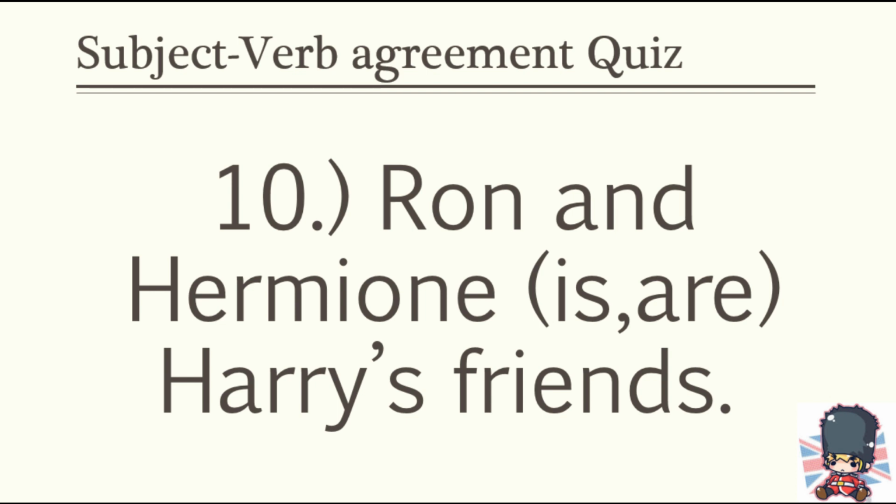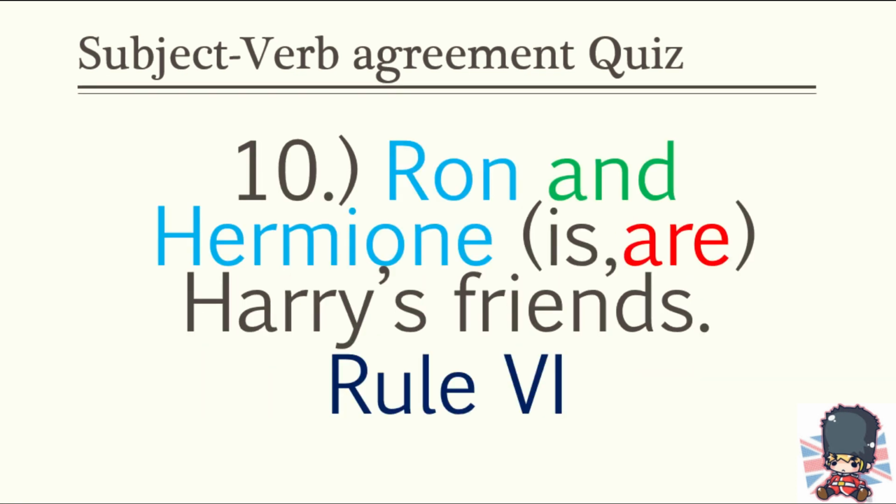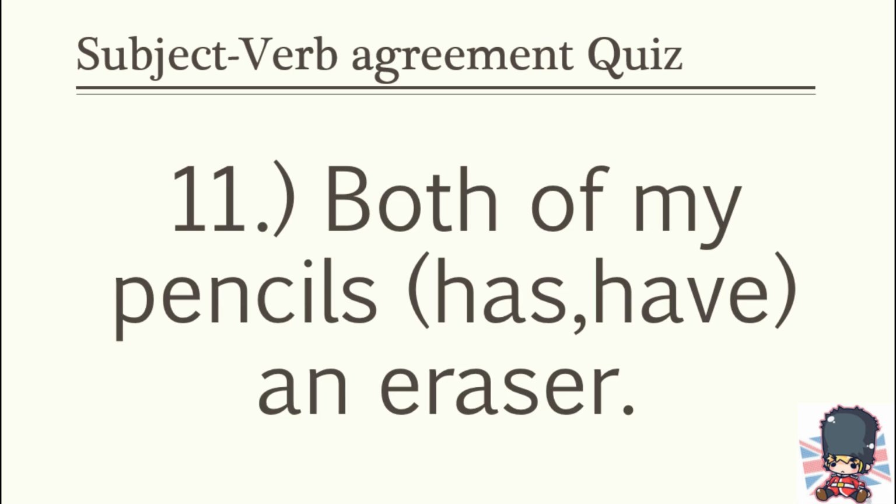Okay, 10th question. Ron and Hermione are Harry's friends. 5 seconds. And the correct answer is are. By rule number 6 kasi, si Ron and Hermione, connected siya by the word and. Parang itong kaninang sa example ko na the dog and the goat. So, ang sagot ay are. Plural sila. So, next question tayo.